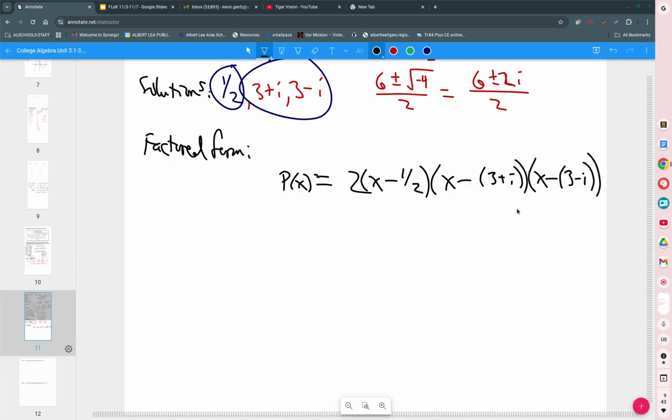Do you have to put parentheses around those? 3 minus i, 3 plus i? Well, you need to make sure in the end it would end up being a minus 3 minus i and a minus 3 plus i. So if you wrote it like that, then you're okay.